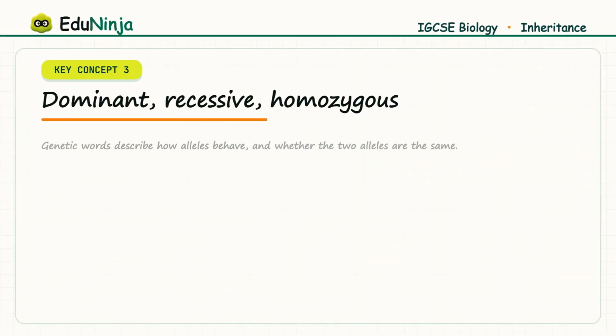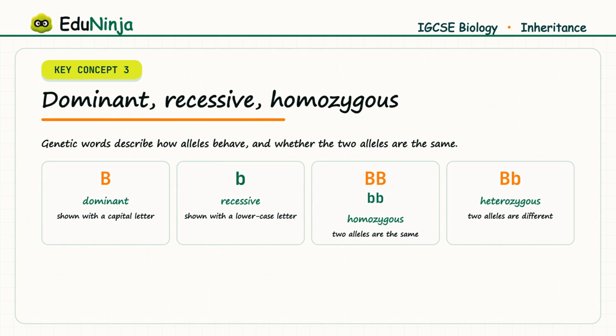There are four key genotype words. When both alleles are the same, the genotype is homozygous, for example, BB or bb. When the two alleles are different, the genotype is heterozygous, for example, Bb.